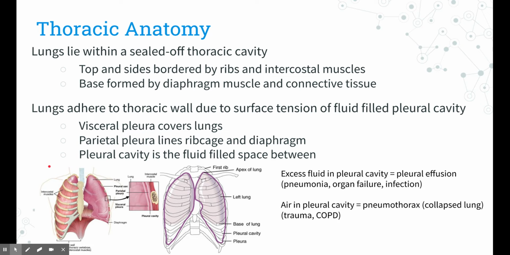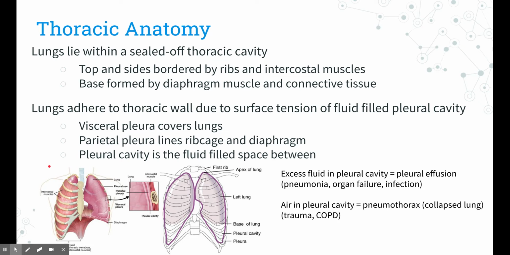The thoracic cavity is a sealed off cavity. It's airtight and it's bordered on the top and the sides by rigid and protective ribs and the muscles between them, which are called the intercostal muscles. There are two sets of intercostal muscles, internal and external, and they have different functions in the breathing process.